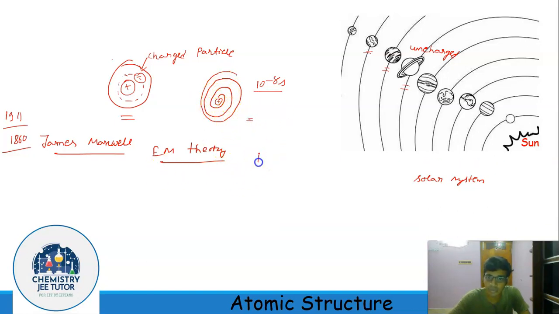But this is one of the major drawbacks of Rutherford's atomic model. The drawback is the stability of an atom. Rutherford's atomic model is not able to explain the stability of an atom.